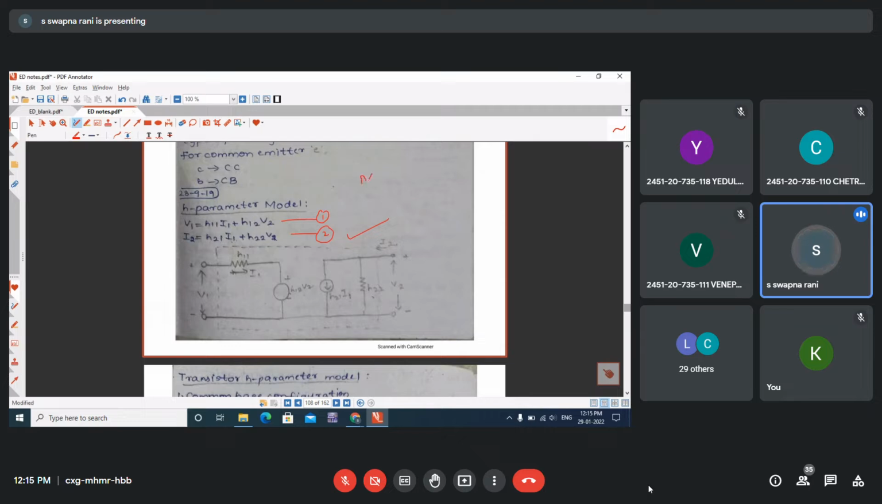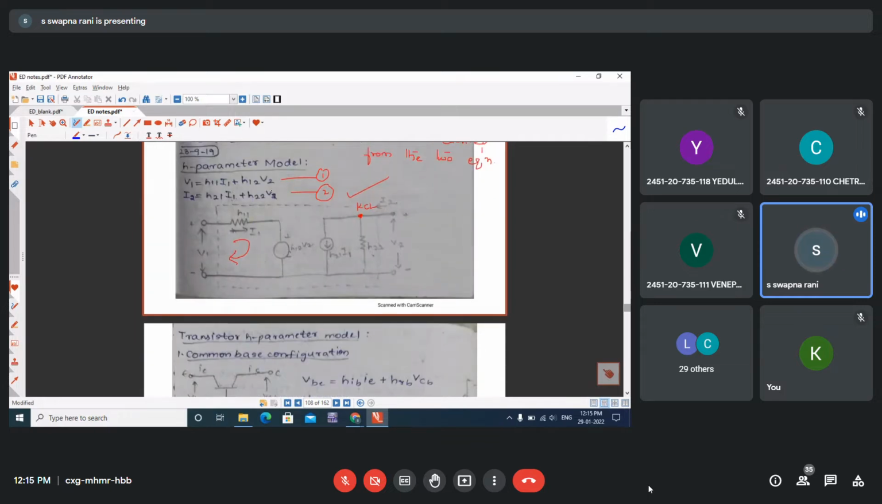The model is drawn based on the two equations, not that the equations are derived from the model. So if you remember the two equations, then you can draw the model. Applying KVL to the first input circuit, we get the first equation. Applying KCL at this node, we get the second equation. So like that, you can justify that these two equations resemble the H parameter model.